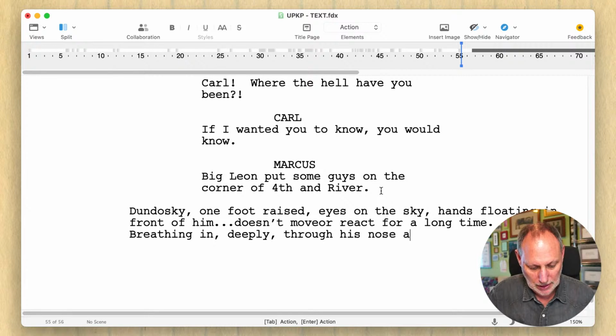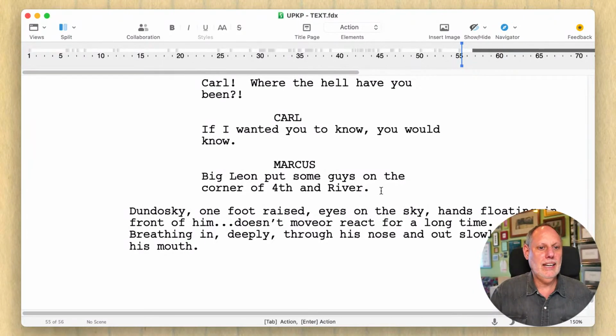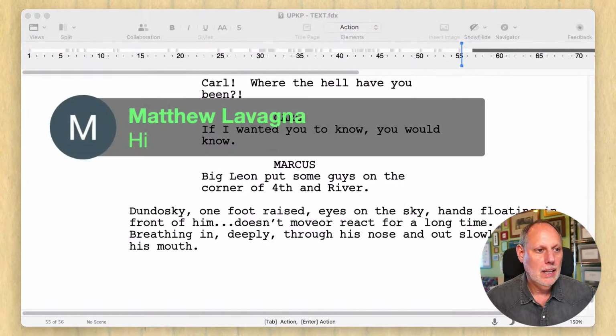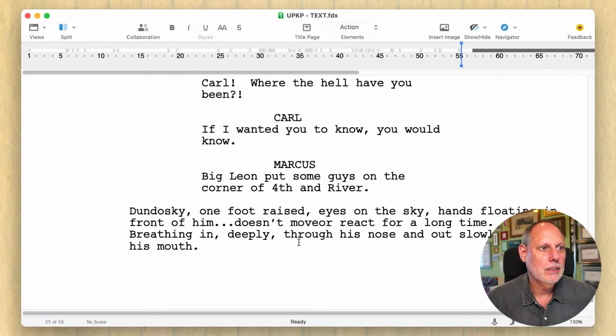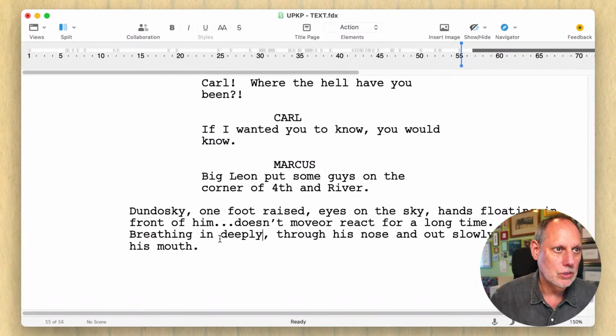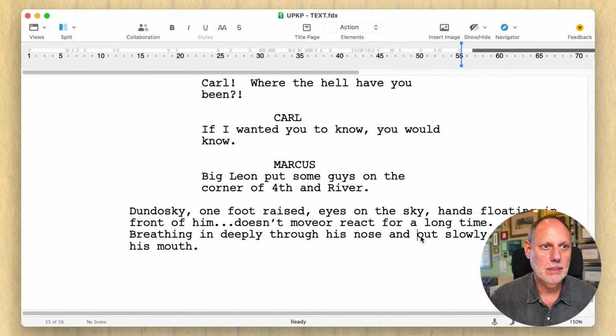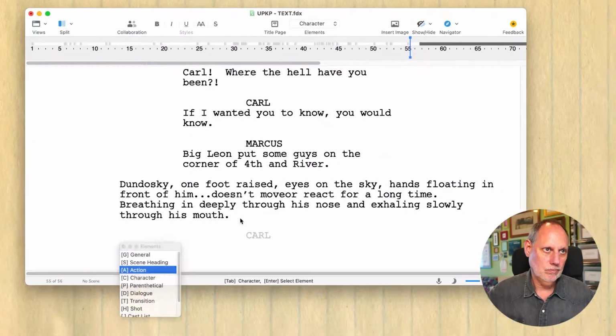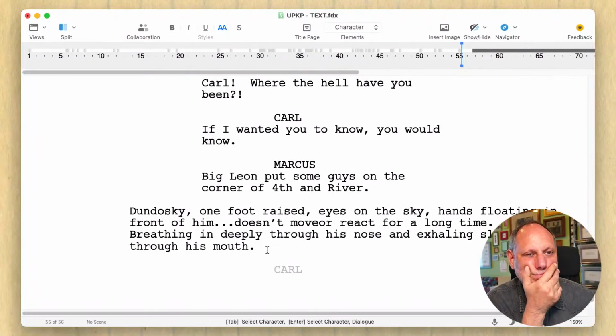Through his nose and out slowly through his mouth. He is breathing in a healthy way. Hi, Matthew. Okay. Breathing in deeply through his nose and exhaling. Okay, I don't want this to go on too long, so let's just get right to it.